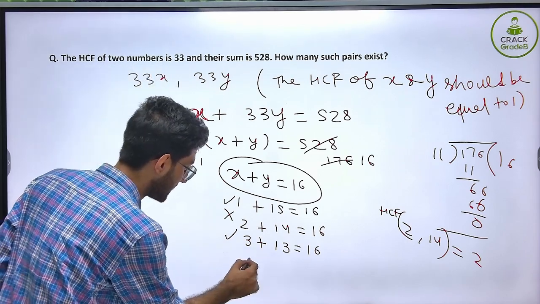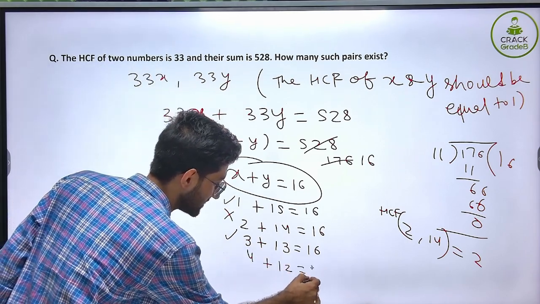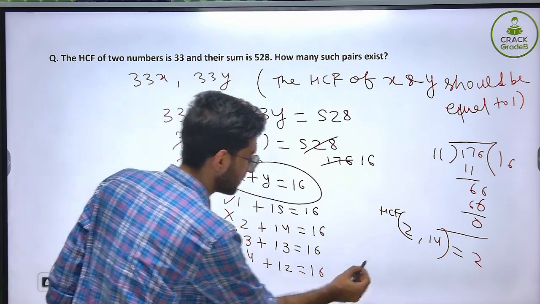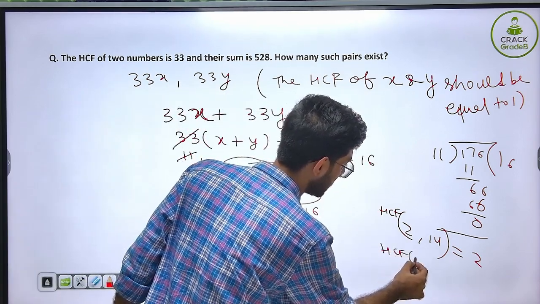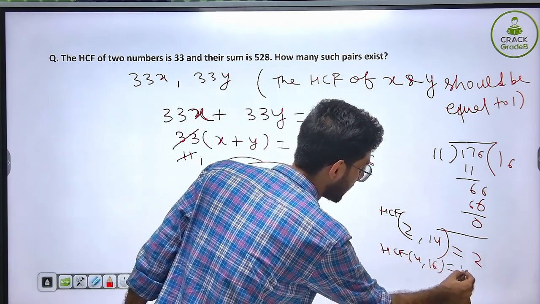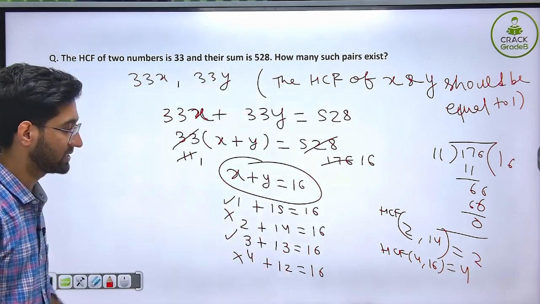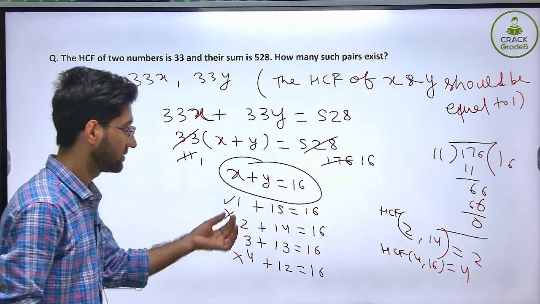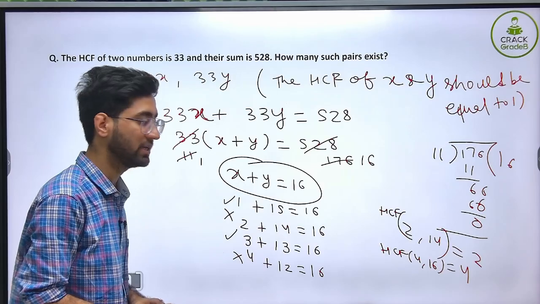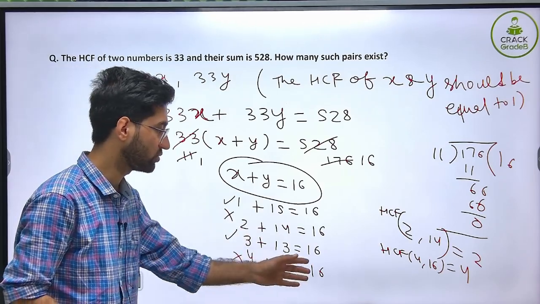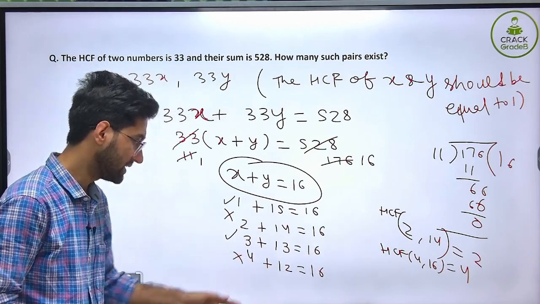But if you accept 4 plus 12 as 16, no, you can't accept. Why? The HCF of 4 and 12 is 4. How can you accept? You can't accept. Right? Why? The HCF of x and y should be 1. But in this case, that is not feasible.